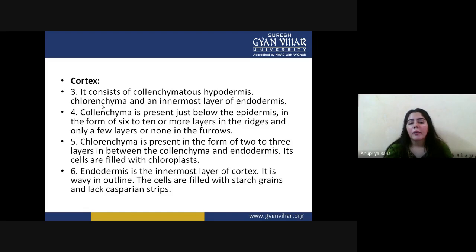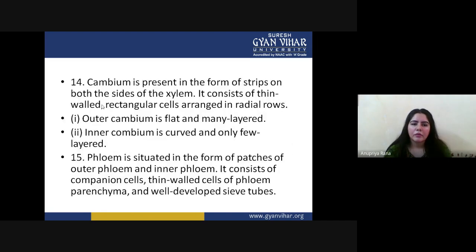Now the collenchyma is present just below the epidermis, in the form of 6 to 10 or more layers in the ridges, and only a few layers or none in the furrows. So mostly these collenchyma cells are present in the ridges region. They are not present, or sometimes very few layers are present, in the furrows, as I will show in the diagram here.